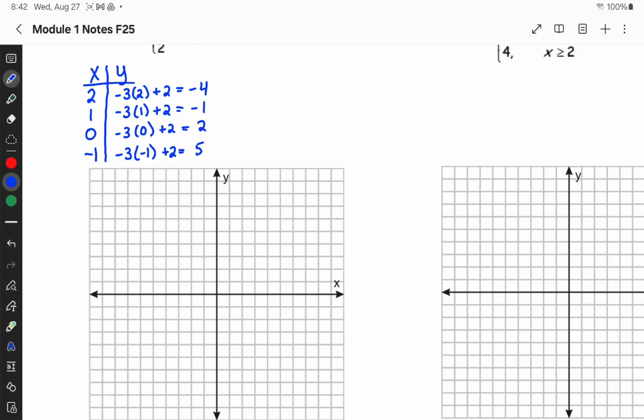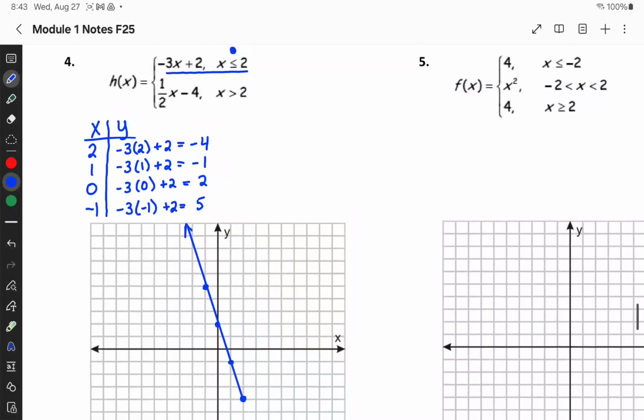First, I need to make sure this point's in the right place. I had it at negative 2, negative 4. Let's fix that. Here is positive 2, negative 4. Then I have 1, negative 1, and then I have 0, comma 2, and then negative 1, comma 5. And you can probably see where these points are headed. From that first point, they are going up and to the left. So I'm going to simply connect those points going up and to the left as best I can. And then here's going to be the first piece of my piecewise graph.